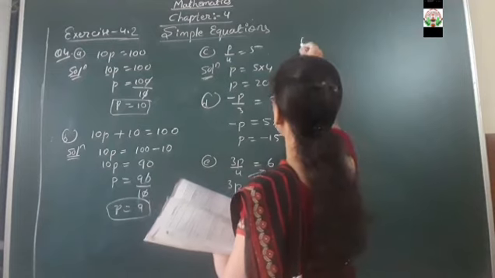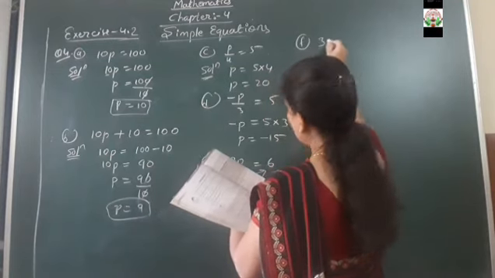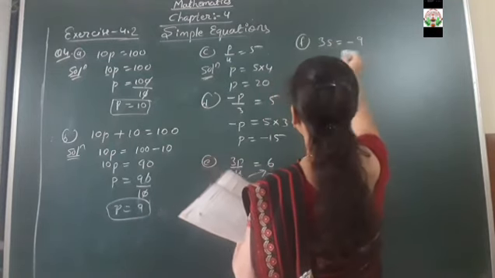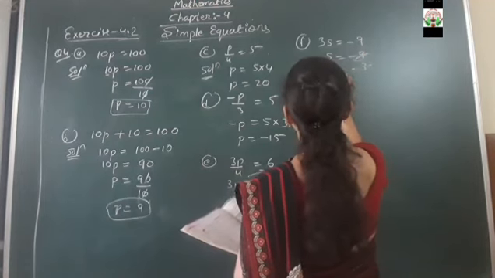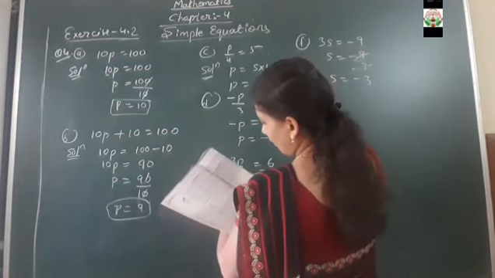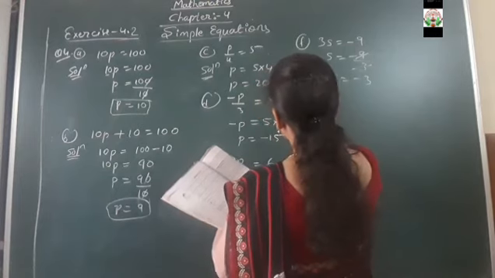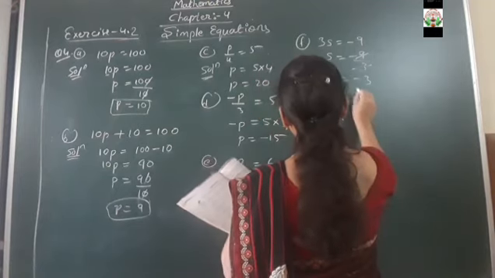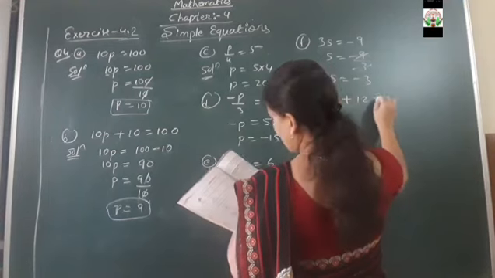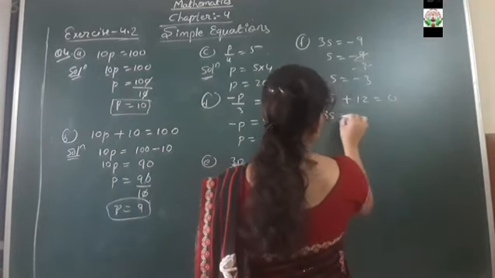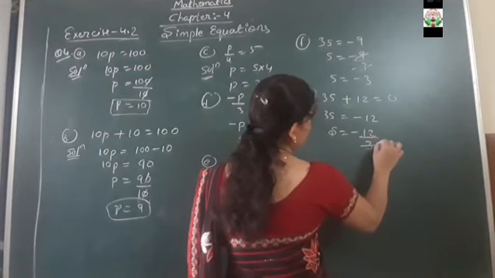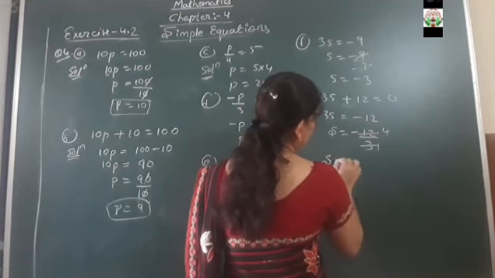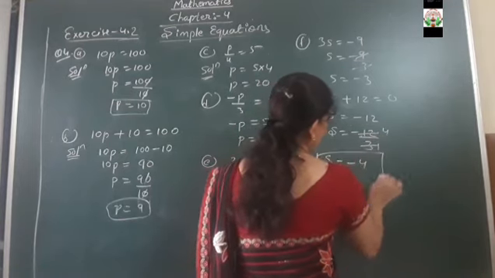So F part we are having 3s is equals to minus 9. So s is equals to minus 9 upon 3. So it will get cancelled. s is equals to minus 3. Okay. G part 3s plus 12 is equals to 0. So 3s is equals to minus 12. s is equals to minus 12 by 3. So here it will get cancelled. Value of s will be minus 4.